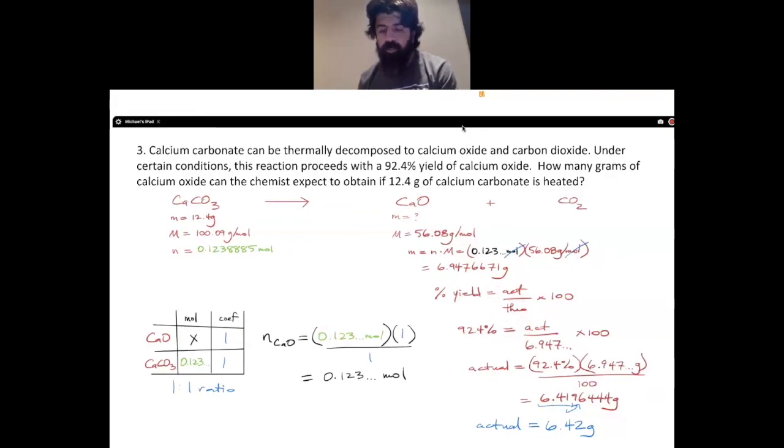Isolate your actual, and in the end, it works out to this mass, 6.4196444 grams, which, finally, is the only number we round. We round the number to 6.42 grams.